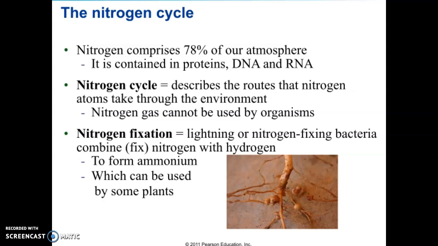So the second biogeochemical cycle that we're going to be studying, and there are four that you need to know for AP Environmental Science. The first was the carbon cycle. Now, nitrogen makes up 78% of our atmosphere, so it's the most abundant element in the atmosphere, and it's crucial for all biological life because it's a crucial component of proteins and nucleic acids like DNA.